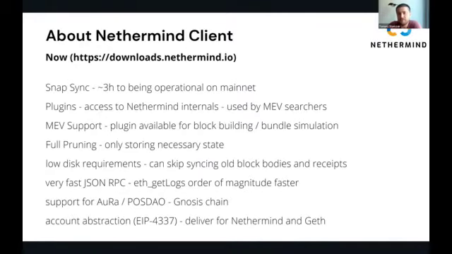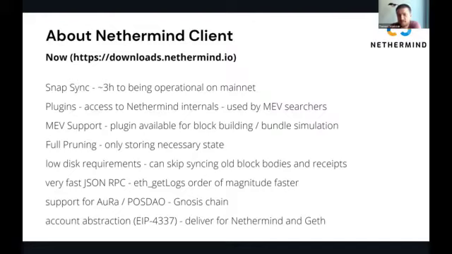All right, so maybe a few more things about the Nethermind client, a bit of summary of what I may have already mentioned. Nowadays with Snap Sync, if you launch it, this is the default sync and it brings you in around 3 hours, possibly. Obviously depending on the machine setup, but without too heavy requirements, 3 hours to being operational on mainnet. The plugins ecosystem in Nethermind is used nowadays by many MEV searchers who just write plugins to Nethermind to get the ability to access the mempool and block production and simulation very quickly.